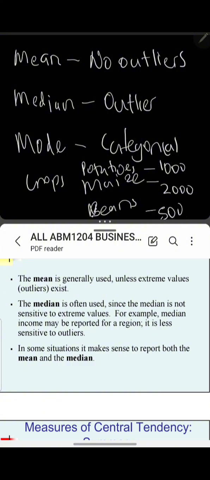Now you want to represent this data, you want to communicate to your bosses. They have asked you, what did you find out? In this case, you will not go and say the average or the median number of crop. You go and say the most common crop grown was maize.